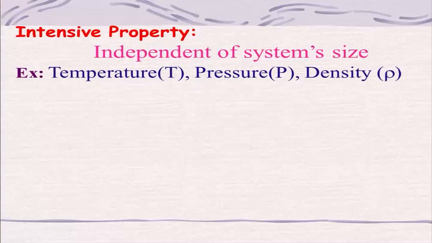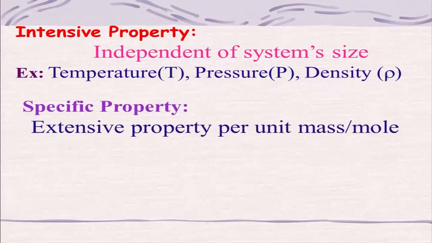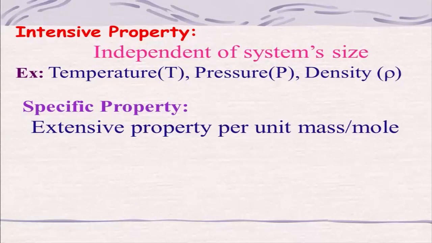It will be independent. Generally, pressure, temperature, density, these are properties which are independent of the system size. So therefore, we call it an intensive property, and there will be another property which we call a specific property. Just now in the last example, we looked at the specific volume, volume per unit mole. The volume per se is an extensive property, but the specific property, which is specific volume for this example, is an intensive property, okay. Specific property will basically be an intensive property.